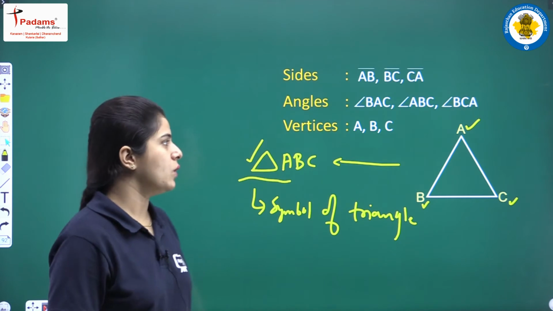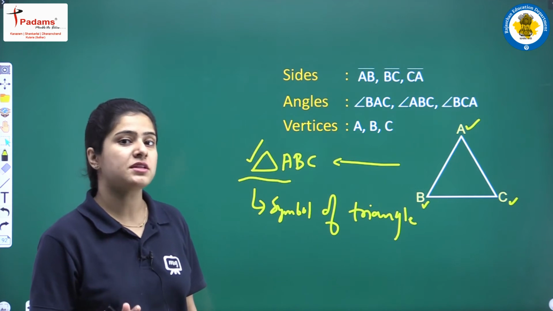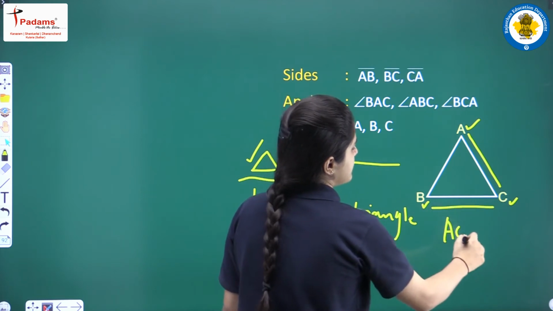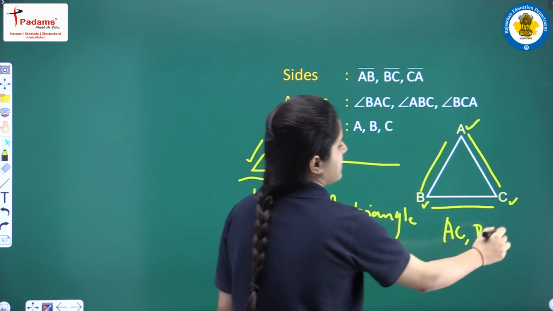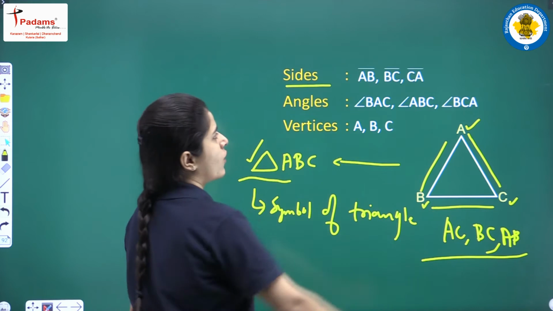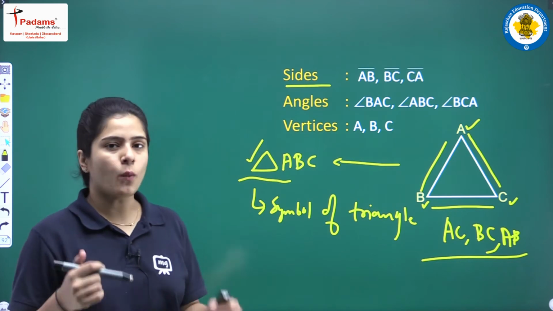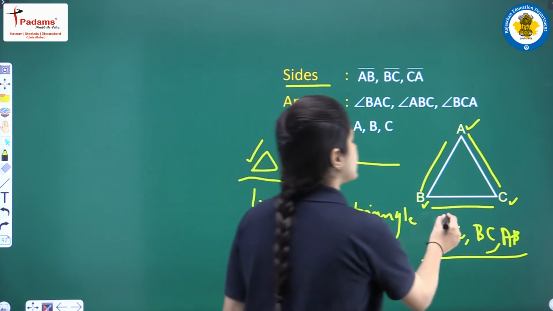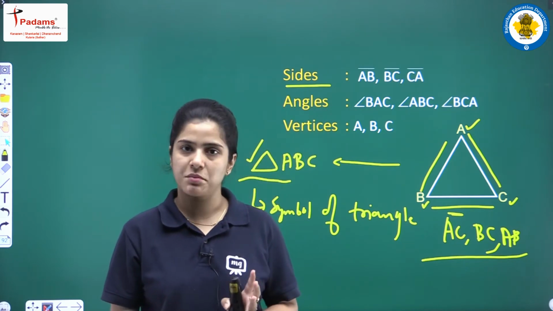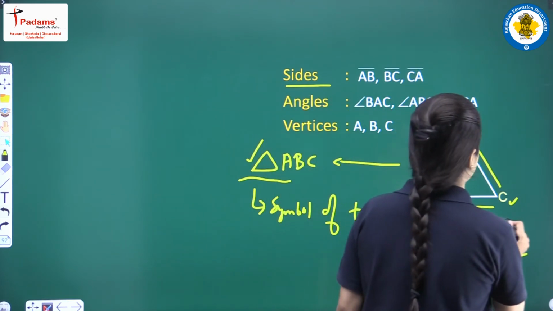Okay, students, now this is our triangle ABC. In this triangle, there are 3 line segments, right? What are the line segments? This AC, BC, and students, this AB. So it has 3 line segments that are called the sides. We have discussed in the previous chapter how we represent the line segment by using this symbol. Why? Because we know that when we are talking about the line segment, it has 2 endpoints. So we'll represent the sides by this symbol.